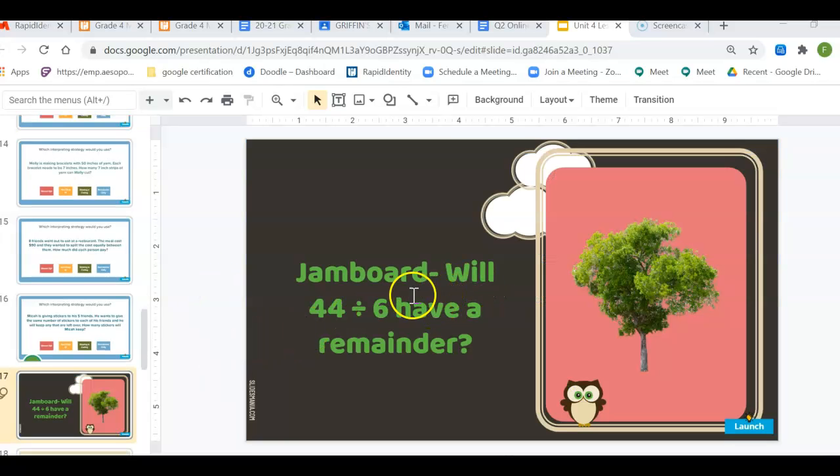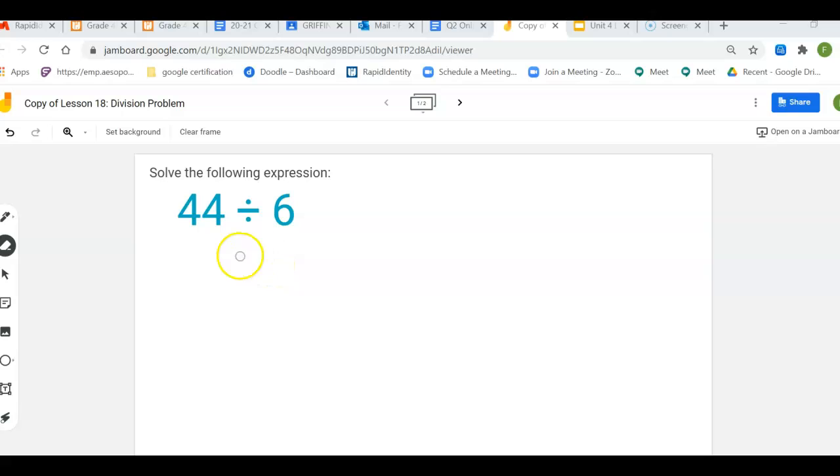So for our next slide, this is just an introduction to a Jamboard. So your teacher has assigned you a Jamboard, and the question here is, will 44 divided by 6 have a remainder? So with this particular problem, 44 divided by 6, I'm going to pause the video and go ahead and solve it, you can use the area model, expanded notation for this one.